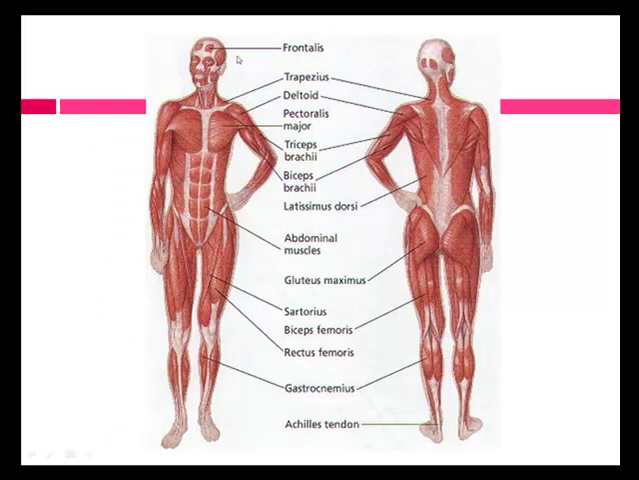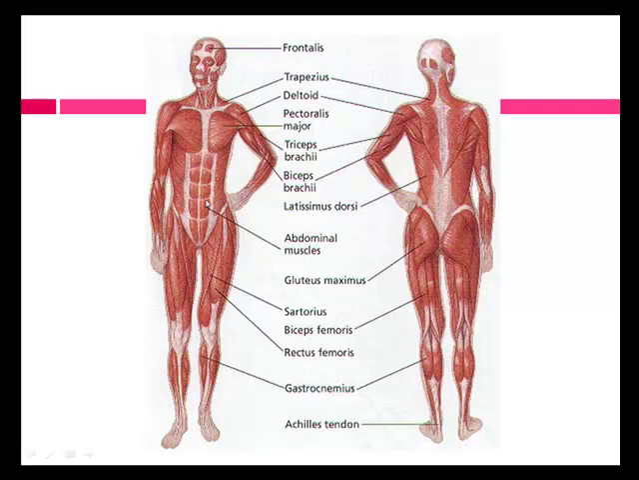Here we have it, the frontalis, which is the muscle of your forehead, the trapezius, the muscle of the neck. Your deltoid, the muscle of your upper arm. Your pectoral is your breast muscle. Tricep is the muscle on the back of your arms. And then your bicep brachii is the muscle in front of your upper arm. Latissimus dorsi is the big muscle of your back.